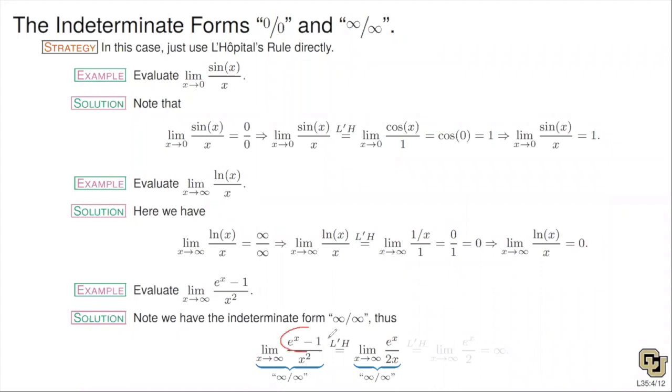The derivative of e to the x minus 1 is the derivative of e to the x, which is e to the x, minus the derivative of 1, which is just 0. So here the derivative of the numerator is just e to the x. The derivative of the denominator using power rule is just 2x. So now I try the limit of e to the x over 2x as x goes to infinity. Well, here we get another indeterminate form. We get infinity over infinity again. No problem, just apply L'Hopital's rule again. So here you see I take the derivative of the numerator. The derivative of e to the x is just e to the x. The derivative of 2x is just 2. And now try the limit again.